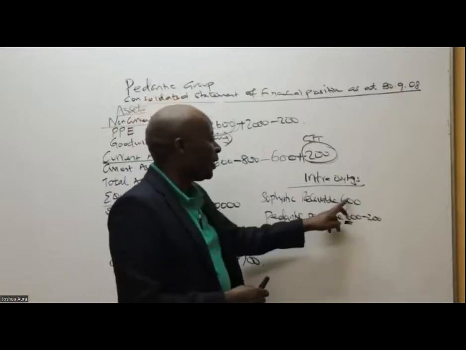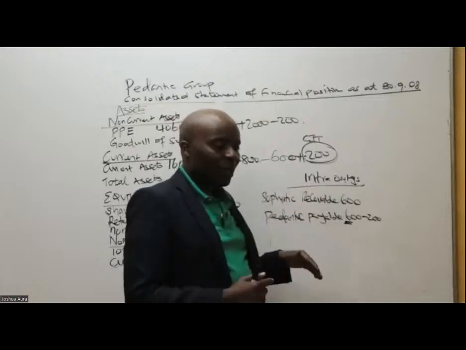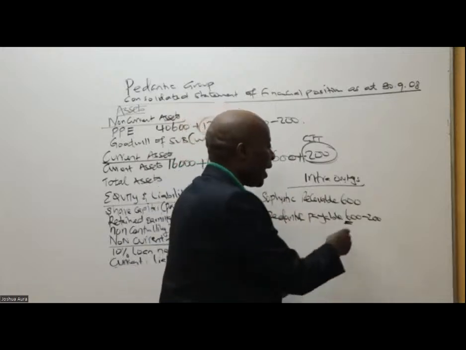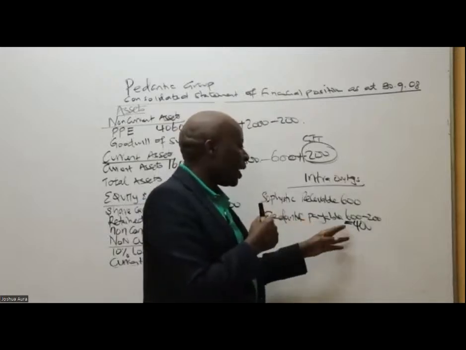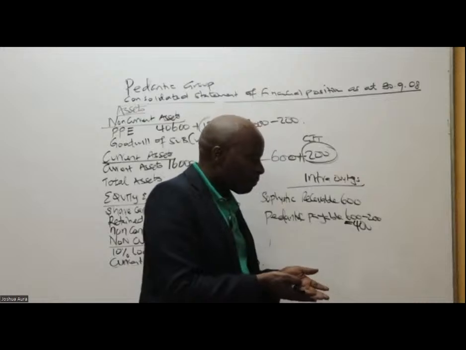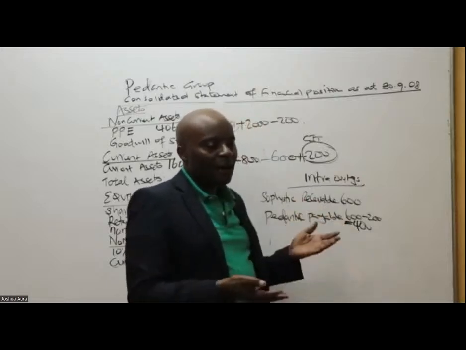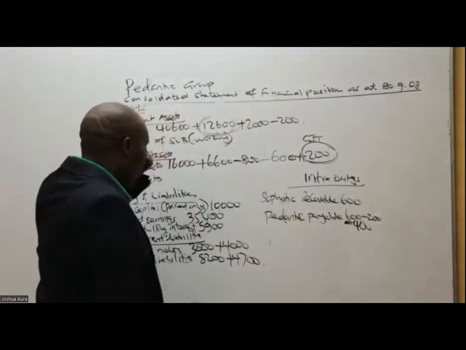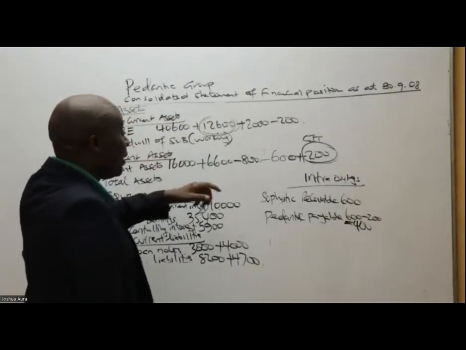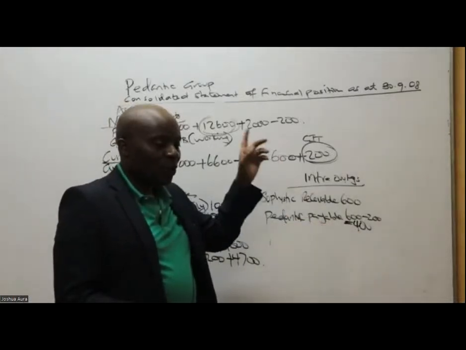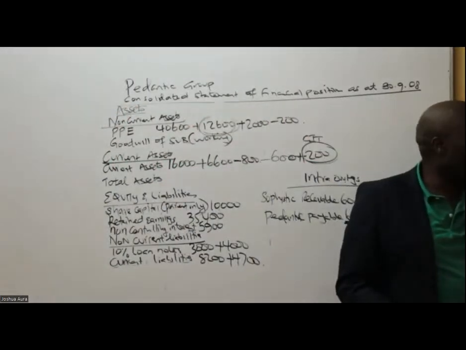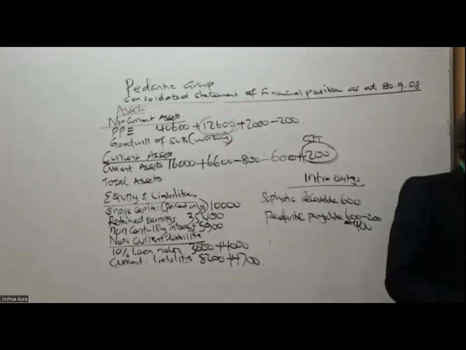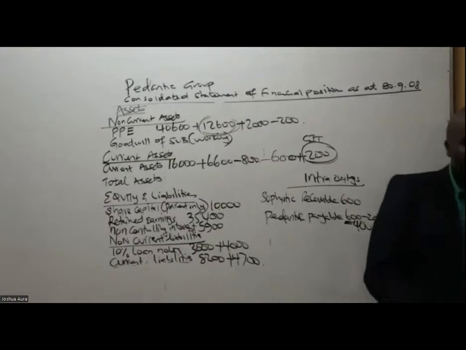Pedantic, remember initially the internal owings were the same. But Pedantic has already released 200. So they remain with 400. So in their books of account they are saying, oh yeah, we have a payable to our son of 400. This is a fake payable. So this fake payable of 400, where do we deduct it from?